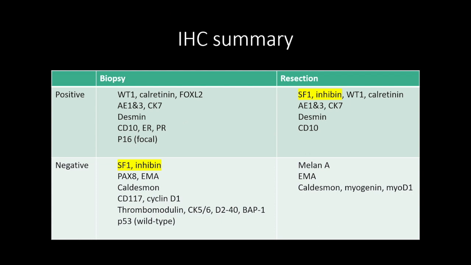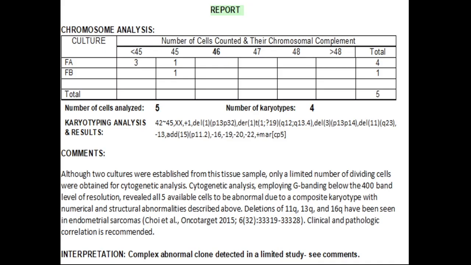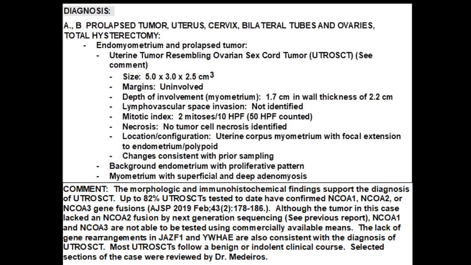The tumor expressed some sex cord, epithelial, and muscle markers and was also positive for CD10, ER, and PR. The immunopanel is compatible with UTROSCT. Karyotype was performed and it showed a complex abnormal clone in a limited study of 5 cells, so this study wasn't helpful. The case was signed out as UTROSCT, or uterine tumor resembling ovarian sex cord tumor, based on the morphology and immunostain panel.